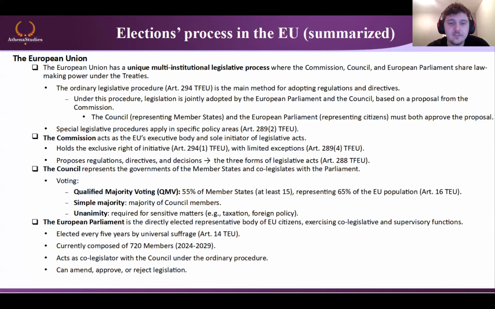The European Parliament is the directly elected representative body of EU citizens. It exercises co-legislative and supervisory functions. It's elected every 5 years by universal suffrage. So you've probably already voted, or if not, you will. So you elect them directly.